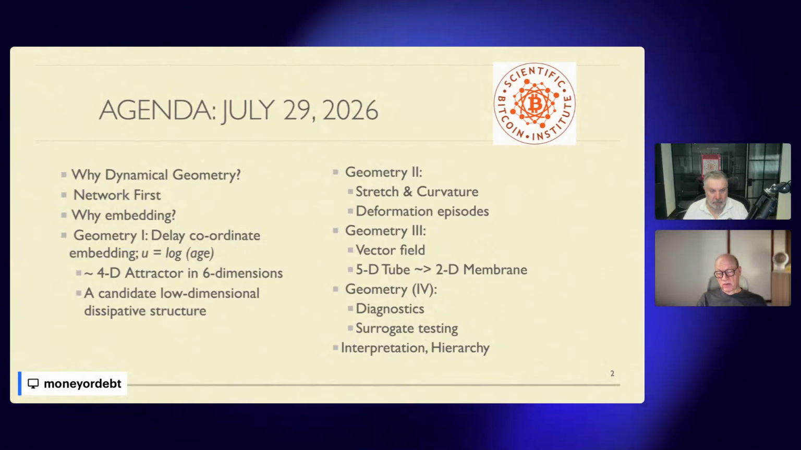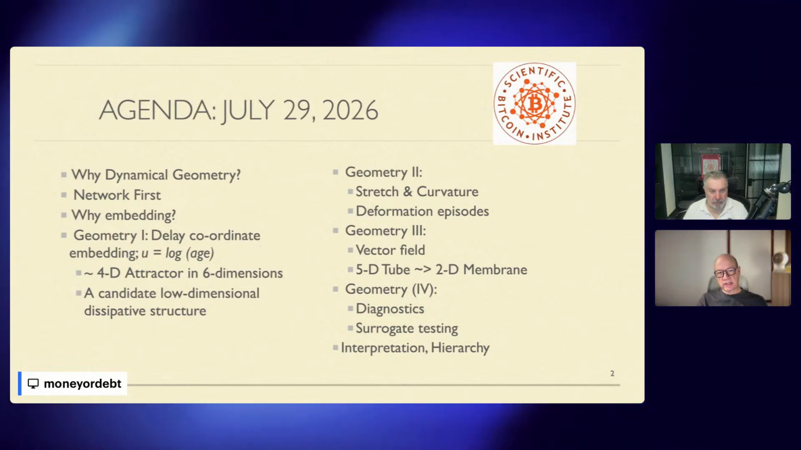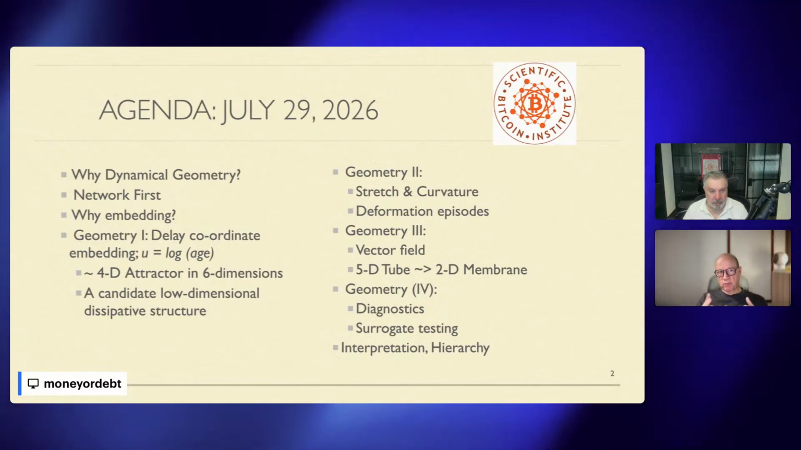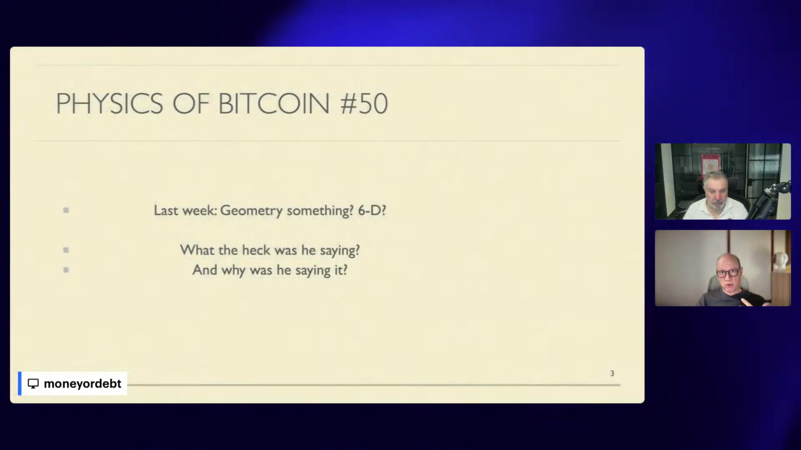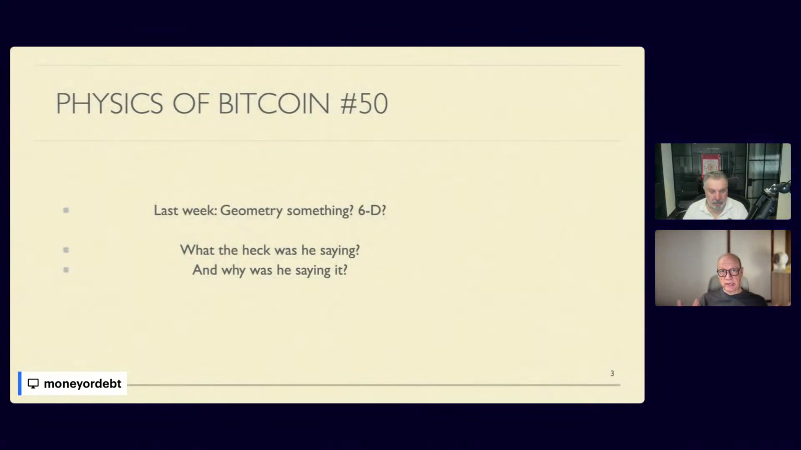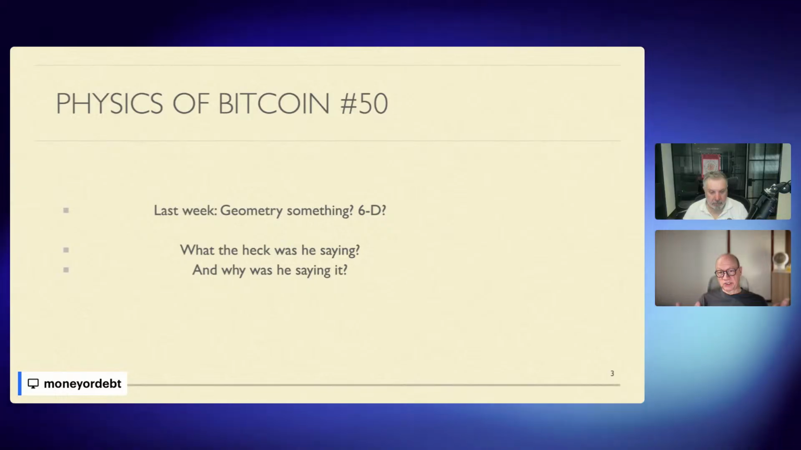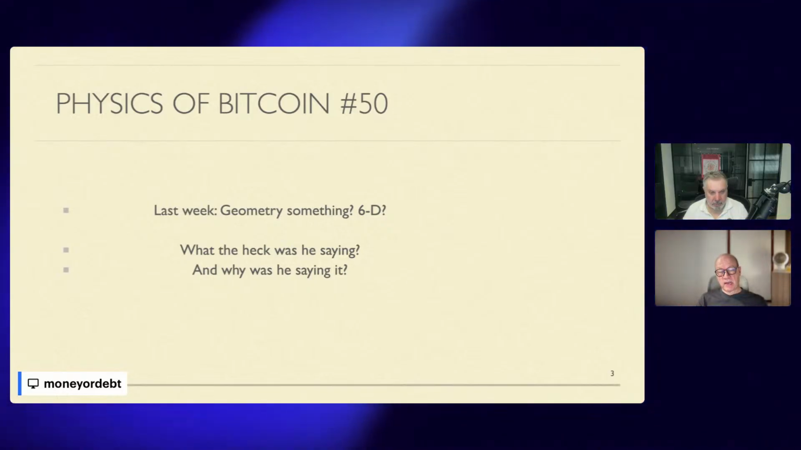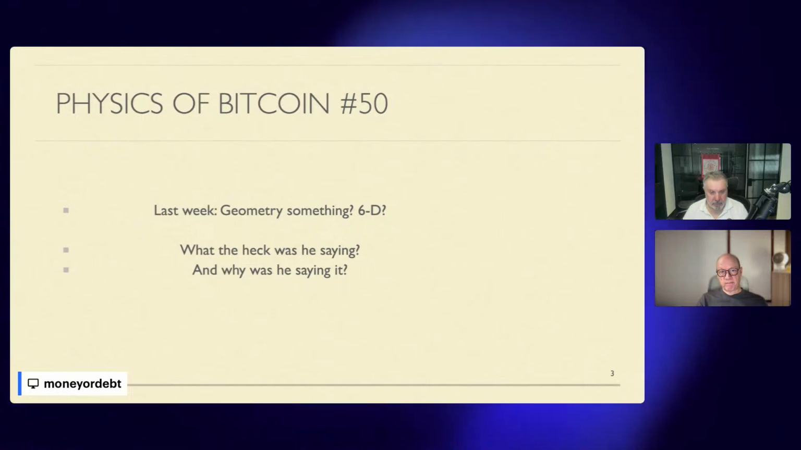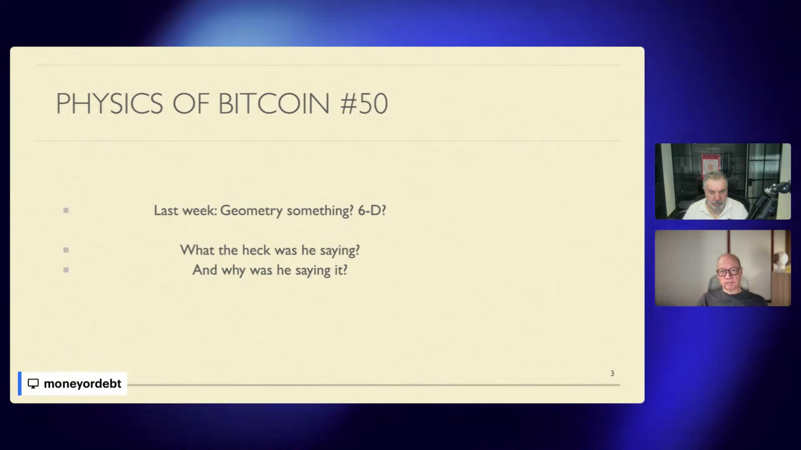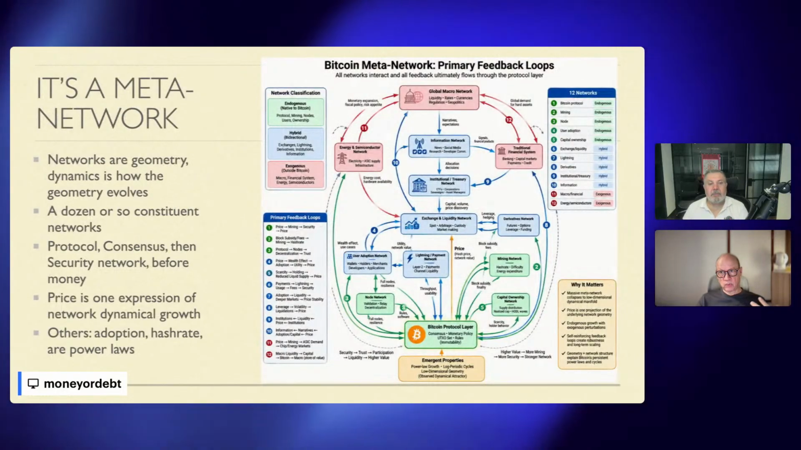So I think the important thing here is not that you understand every little detail of what I'm presenting, but that you get this bigger picture that what we're talking about is a network, a meta network that has dynamical geometry. So last week in Physics of Bitcoin, number 50, the feedback was, what the heck was he saying and why was he saying it? And so that's what I want to kind of go back and cover. And hopefully we'll do that this week. Last week, it probably came across as geometry something, 6D, but what does it all mean?